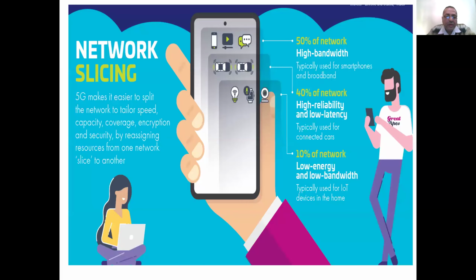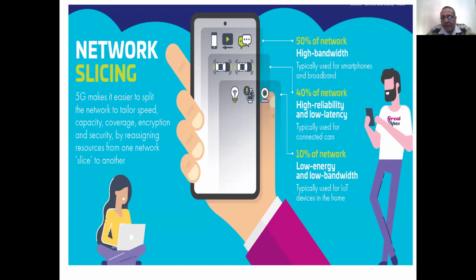So now we are also looking at how energy can be saved, how it is safe for our environment. So these are the new features that we are involving in 5G. How it is favoring or supporting our environment, that we call green energy. So whatever new technology we are designing should support our environment. Now, in 5G, the word is network slicing. So what is slicing? 5G makes it easier to split the network to a tailored speed. So we can change the speed as per requirement.